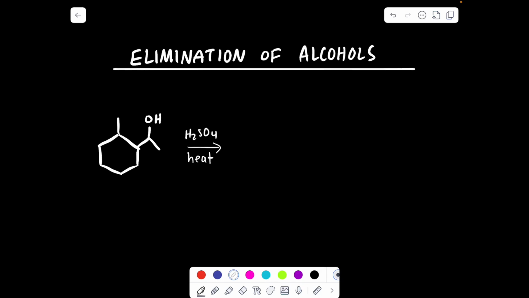Upon recent request, and I literally just read this comment on TikTok, we are talking about the elimination of alcohols.